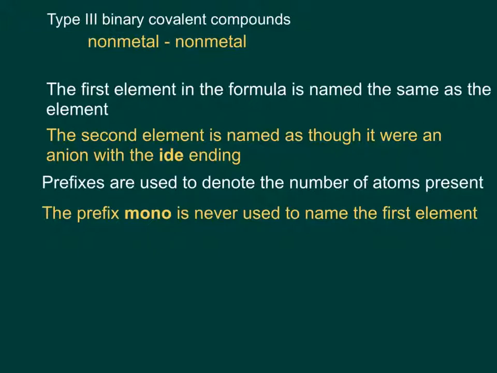But here's where the difference is. We're going to use, when we have binary covalent compounds, prefixes. These Greek prefixes, they'll be used to denote the number of atoms present. We'll see that in just a second when we use our examples. So we're going to use prefixes. We don't use them on Type 1. We don't use them on Type 2. The only exception to using prefixes is that we never use mono on the first element. For example, we do not say mono carbon dioxide. We just simply say carbon dioxide. All right, let's look at some examples.